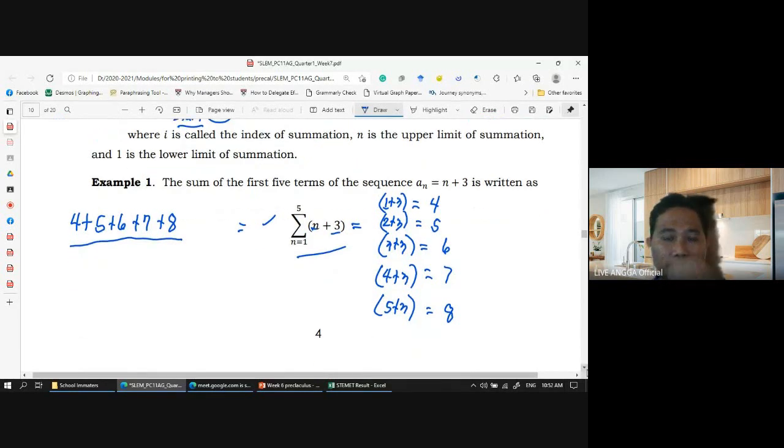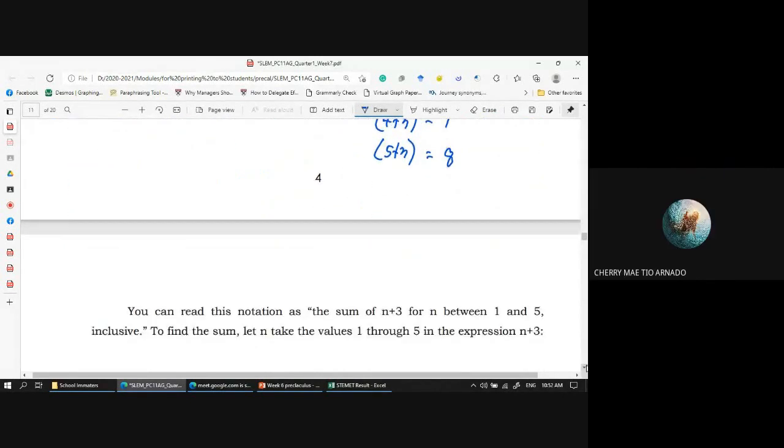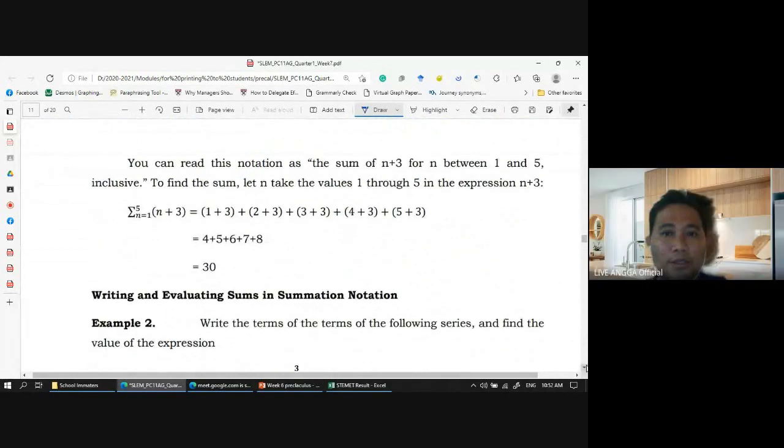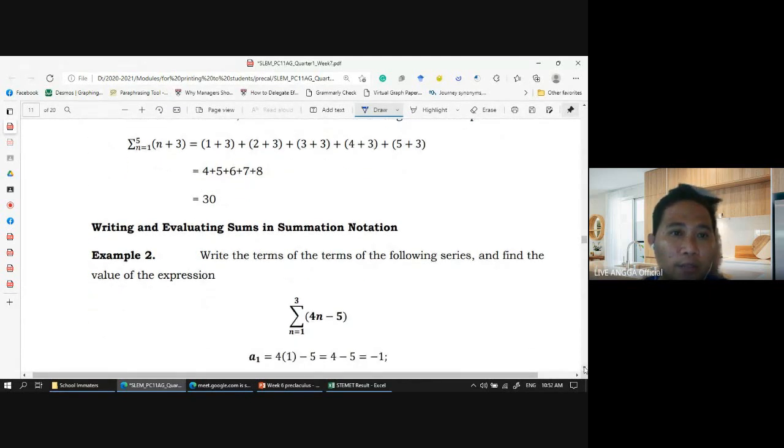Did you get it? Any question? None, sir. You can read that as the sum of n plus 3 for n from 1 to 5 inclusive. So you just substitute: 1 plus 3, plus 2 plus 3, until you reach 5. Okay.